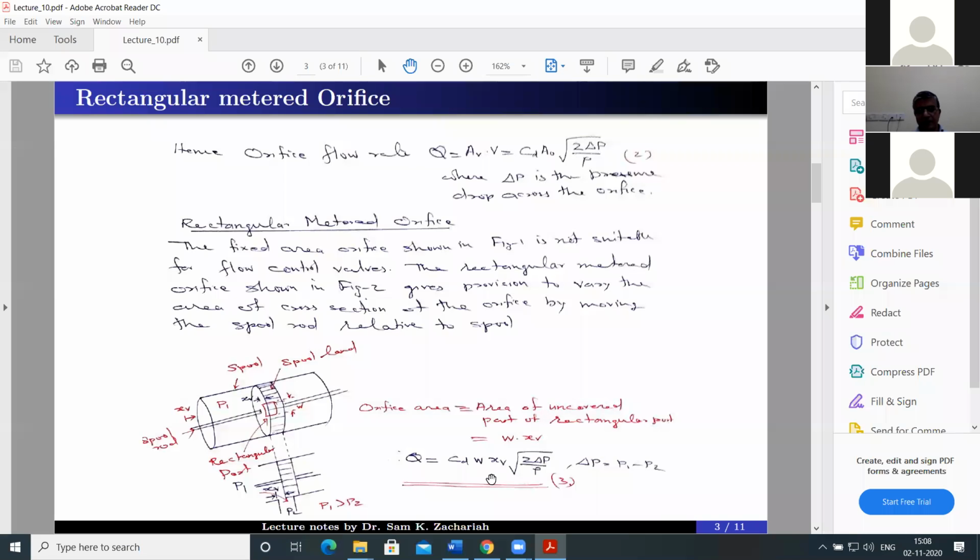And what we concluded is that Q is given by Cd into W into XV, where XV is the relative motion of the spool land with respect to the port. If XV is equal to 0, there is no flow, and the flow is proportional to the square root of the delta P across the rectangular port.